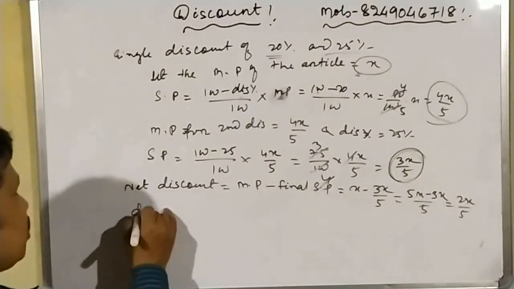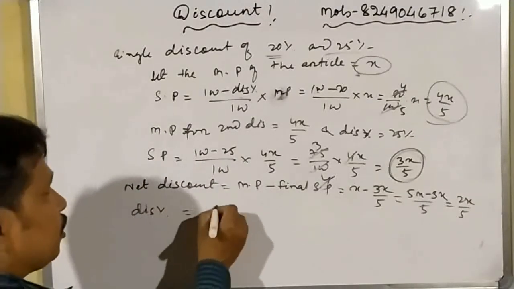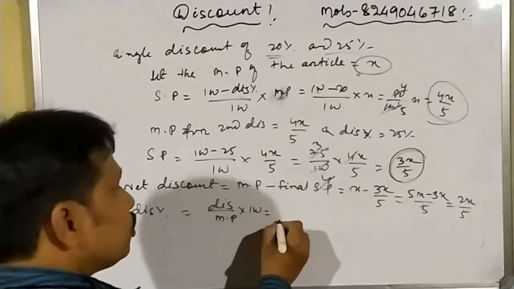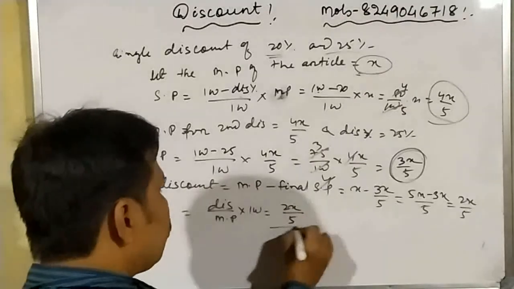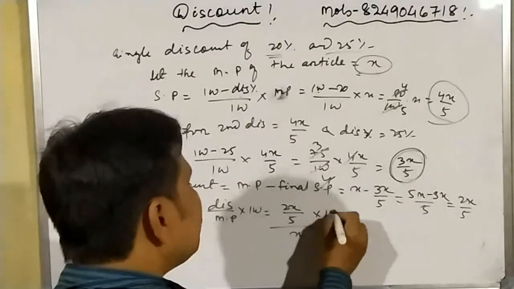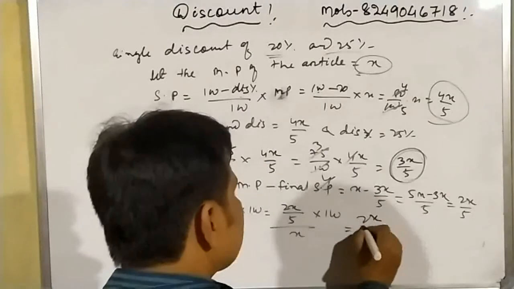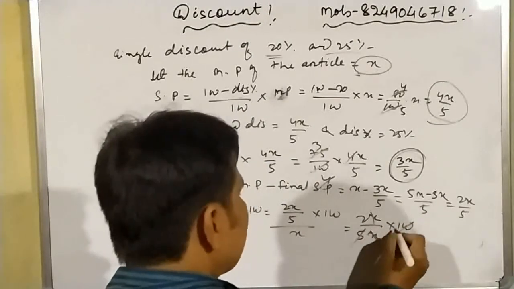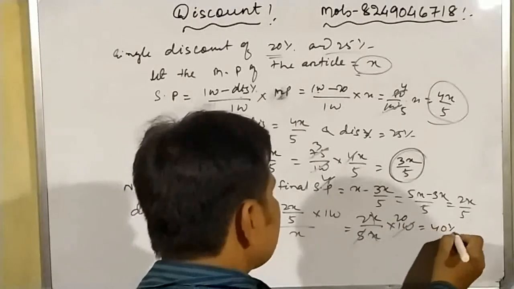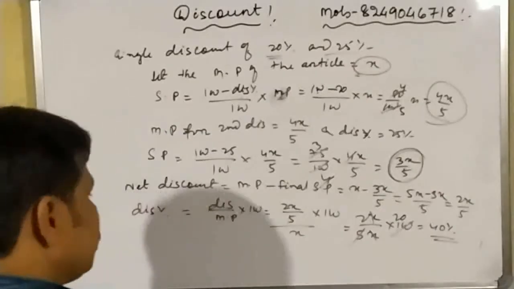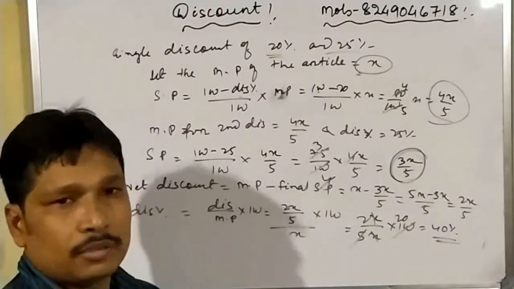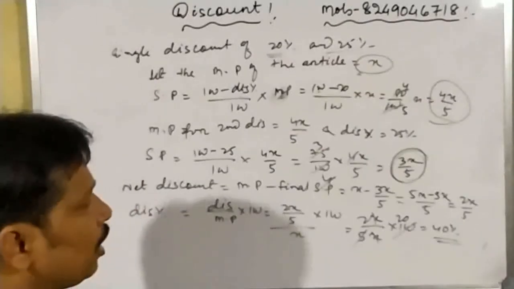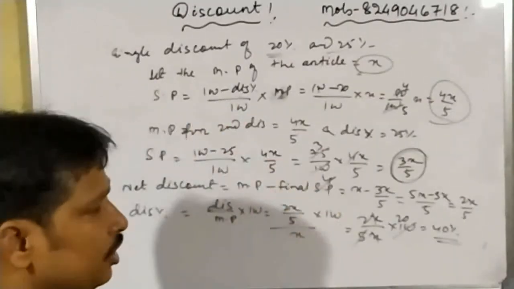So what is the net discount percentage? Discount percentage is equal to discount by mark price into 100, which is 2x by 5 all divided by x into 100. So the result is 2x by 5x into 100. The x cancels, 5 into 20 is 100, so 20 into 2 equals 40%. So this is our final net discount percentage. This is the normal way to find a single discount.